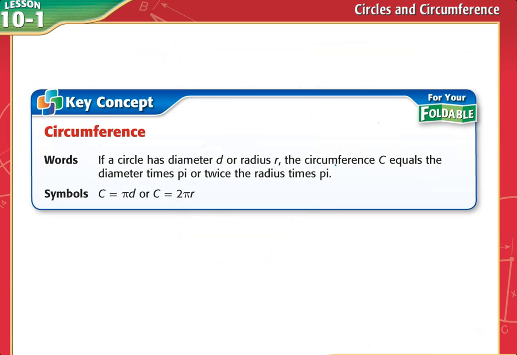All right, another key concept in lesson 10-1 is called the circumference. If a circle has diameter d or radius r, then the circumference C equals the diameter times pi, or twice the radius times pi. So we have a little formula for the circumference, or the distance around the circle. If we're going to travel all the way around, that's called the circumference. We can find it by multiplying 2 pi times the radius, or pi times the diameter. Pi is approximately equal to 3.14.